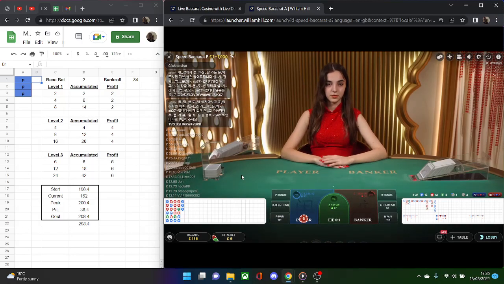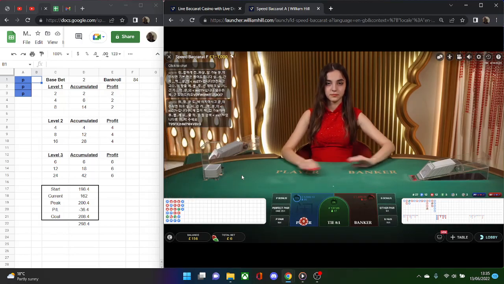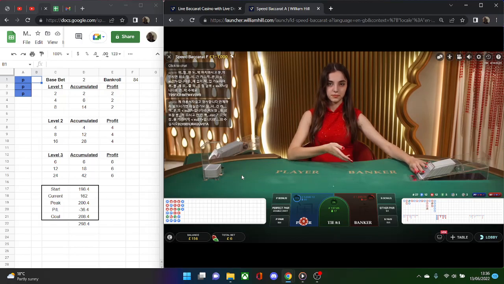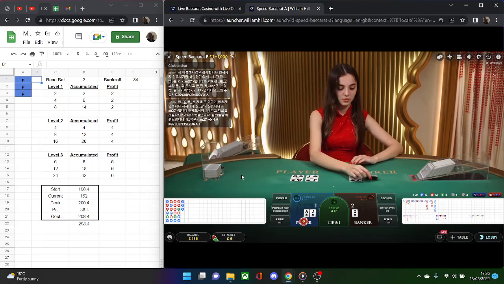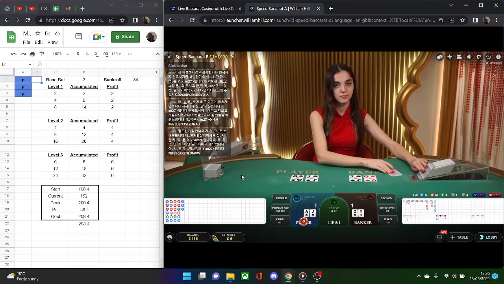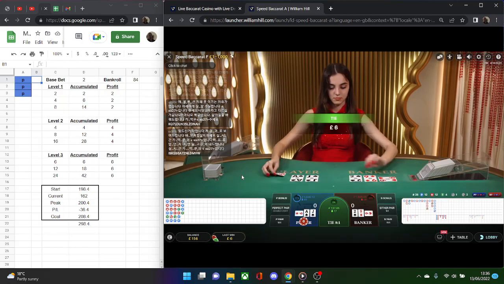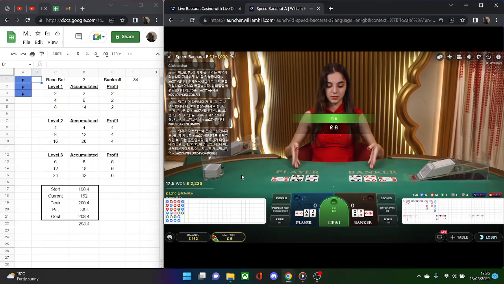Well, player's currently the longest streak it's been on so far. Just need it to hang on for one more result. Oof. Okay, tie at the minute on this card. What we got? Zero tie. Okay, I'll take that.